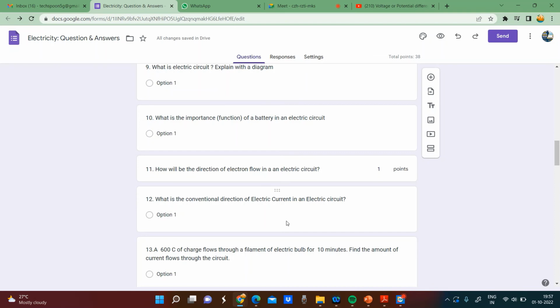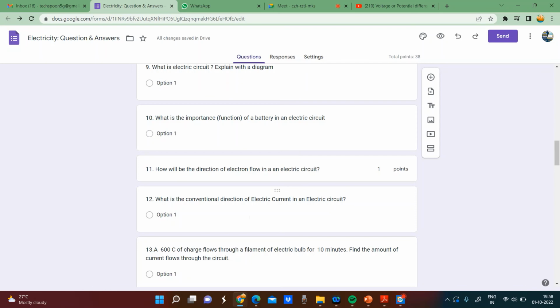Sir, can you once again repeat the 10th question? What is the importance or function of a battery? Battery is giving the potential difference, to provide the potential difference across 2 points, which moves the electrons from one point to another in the circuit.